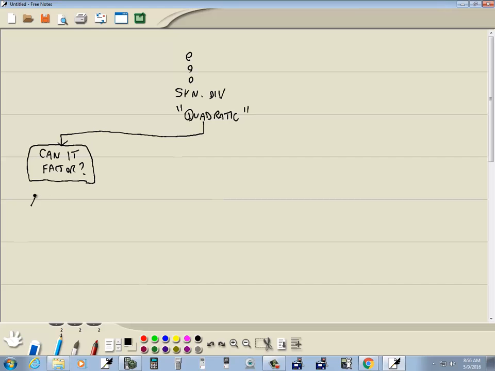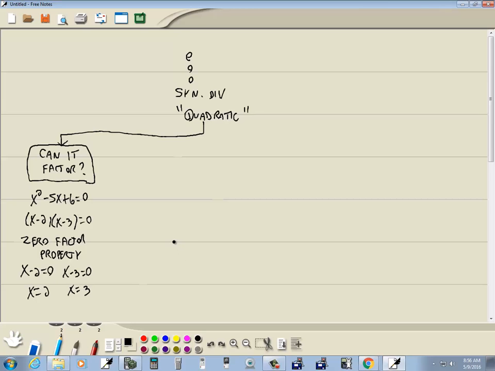For example, if I got it down to x squared minus 5x plus 6 equal to 0, I see it would factor. So this would be x minus 2 times x minus 3 equals 0. And then you can use the zero factor property. Zero factor property says you have 0 on one side, you factor the other side, you set each factor equal to 0. So I'll set x minus 2 equal to 0 and x minus 3 equal to 0, which will give us 2 and 3. So if it can factor, you can use the zero factor property.